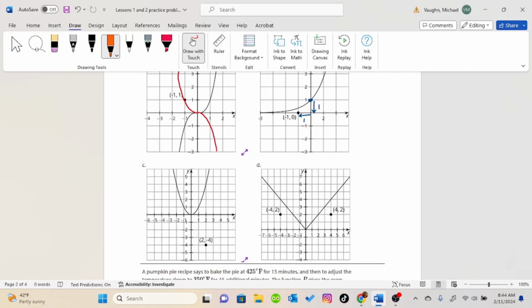Or we could reflect across the x-axis, and we end up with this parabola kind of opening downward and going through that point. And then this point would be the flip version of this. So we could say reflect across the x-axis.